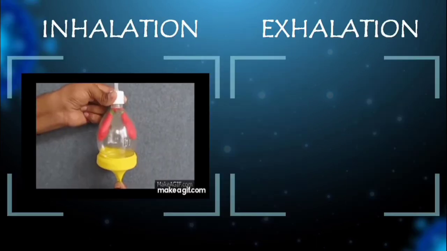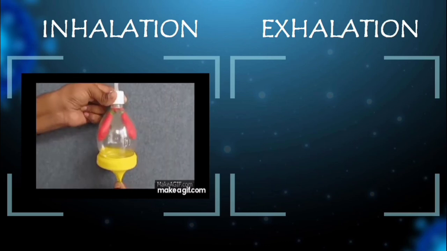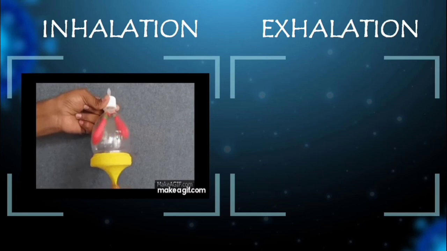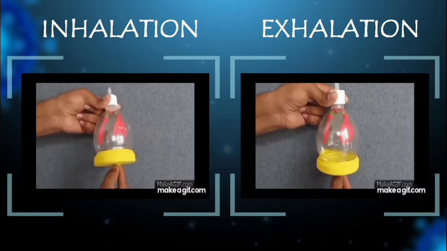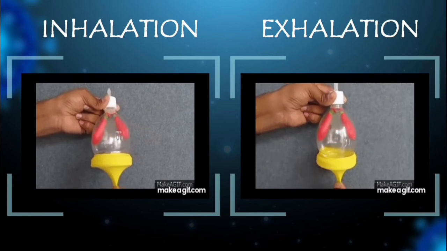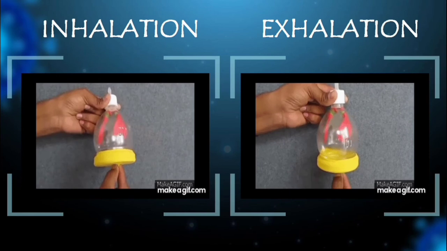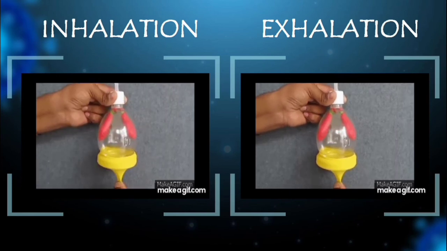When we pull the rubber sheet outwards, the space inside the bottle increases and the air inside the bottle becomes lighter. So, the dense air rushes into the balloon from outside. When we push the rubber sheet inside, the space in the bottle is reduced and the pressure is increased. This pushes air out of the balloon and thus the balloon gets deflated.